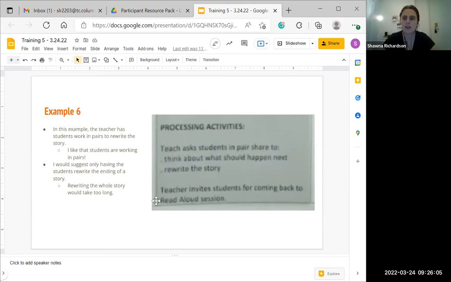And yeah, again, I'm sorry, I don't remember who, maybe Alphonse was the one who shared this one, but I really do like this processing activity at the end.